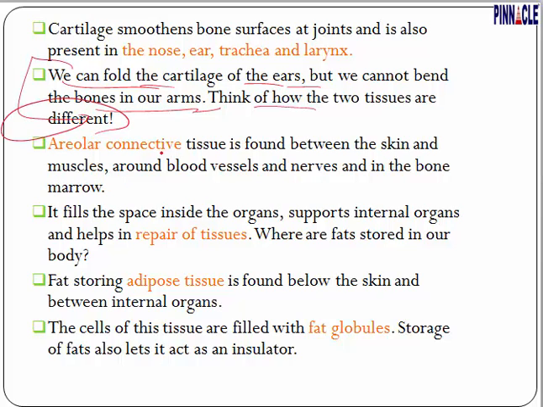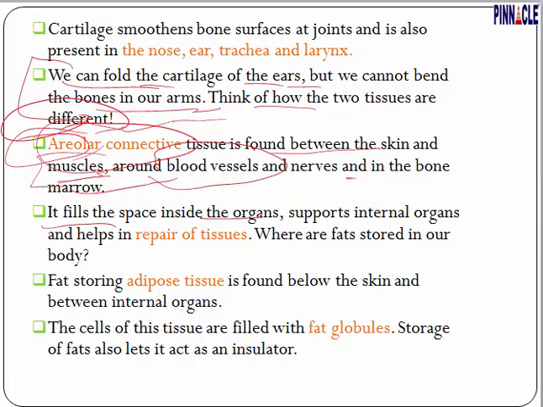Obviously, the areolar connective tissue is found between the skin and muscles. What is areolar tissue? It is found between skin and muscle, around blood vessels and nerves, and in the bone marrow. Areolar means intercellular space is very high. It fills the space inside the organ, supports the internal organs and helps in repair of tissue.